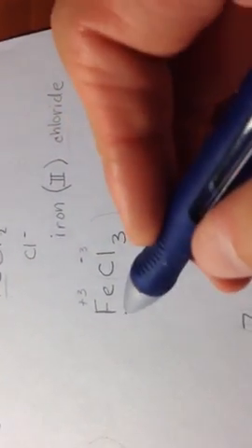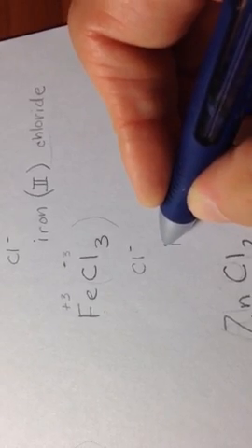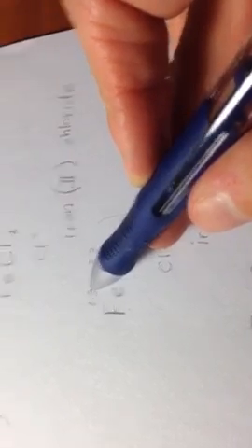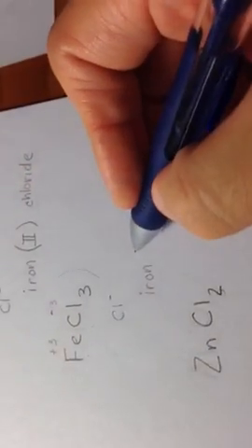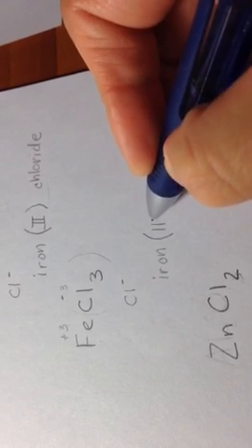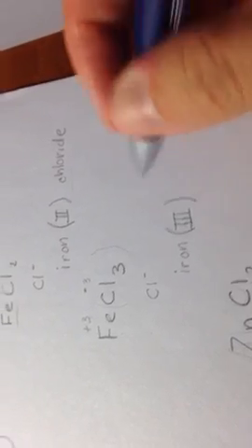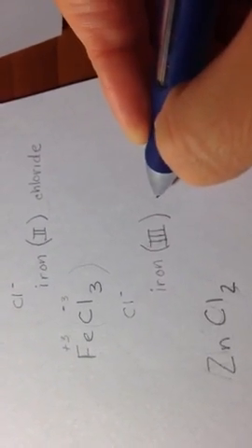So again, just as before, we name our cation with its regular name, iron. Now we need to specify its charge because it's from the transition metals. So since it has a charge of +3, we use the Roman numeral 3. And then, just as before, change the ending of chlorine to chloride. It's a little hard to write. There we go. So this compound is called iron 3 chloride.